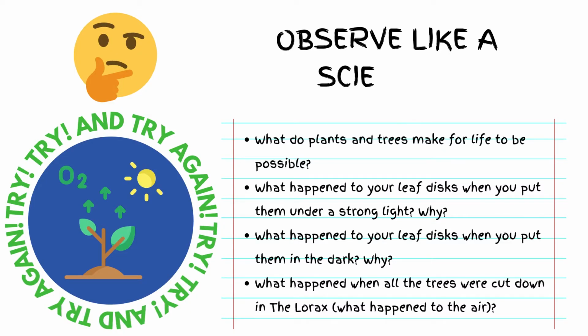So let's observe like a scientist. What do plants and trees make for life to be possible? What happened to your leaf discs when you put them under a strong light? Why? What happened to your leaf discs when you put them in the dark? And what happened when all the trees were cut down in the Lorax? Specifically, what happened to the air?